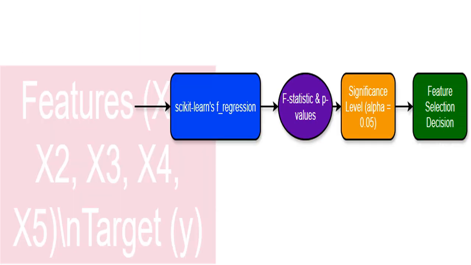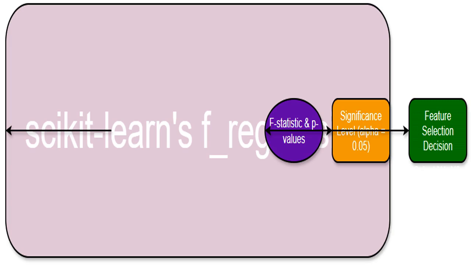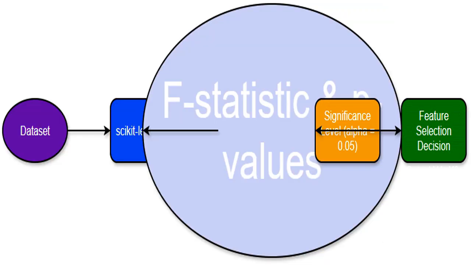These are the variables in my dataset. X1 through x5 are potential predictors or features, and y is what I want to predict. This is a statistical test that helps determine which features are most strongly related to the target variable. It computes an f-statistic and a p-value for each feature. The f-statistic measures how much variance each feature explains in the target variable, while the p-value tells us the probability of getting these results if there is no actual relationship.